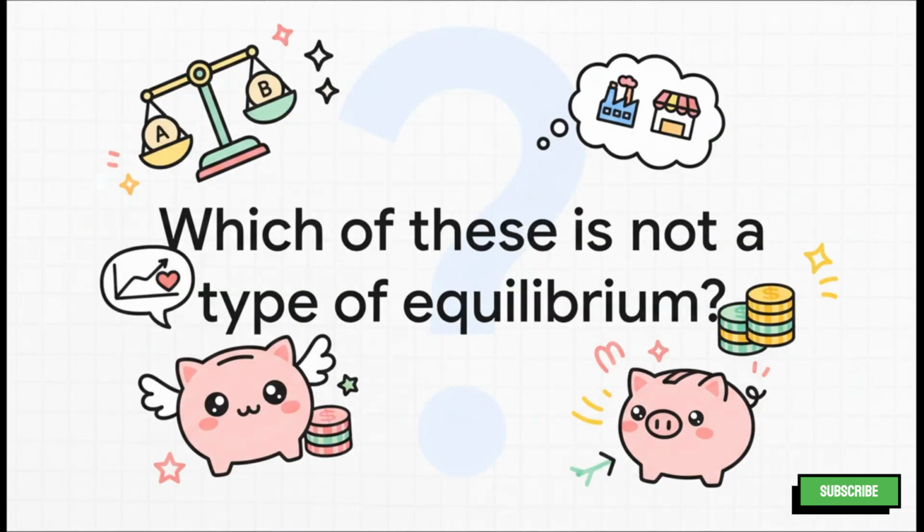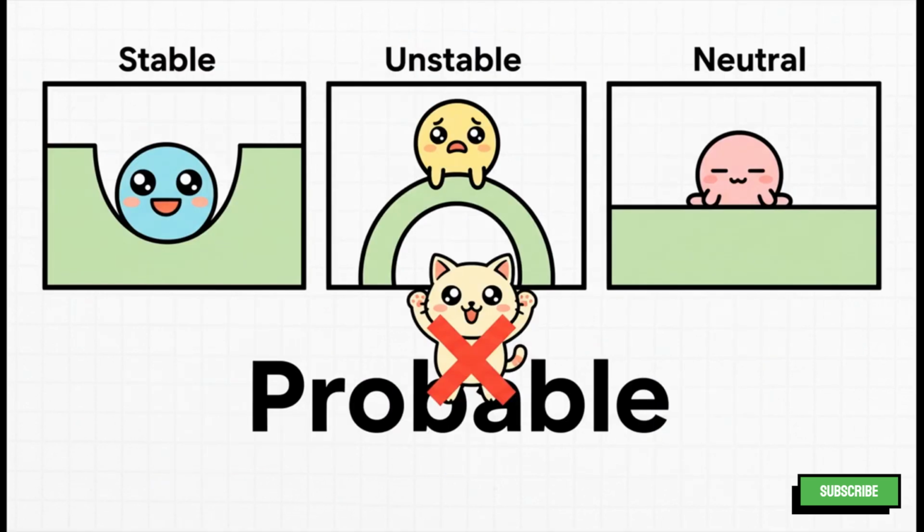Here's a nice, straightforward conceptual question for you. Which one of these terms just doesn't fit in when we talk about equilibrium in economics? That's right. In economics, we're always dealing with 3 main types of equilibrium: stable, where things snap back after a shock; unstable, where they fly further apart; and neutral, where things just settle at a new point. Probable isn't part of that official family.